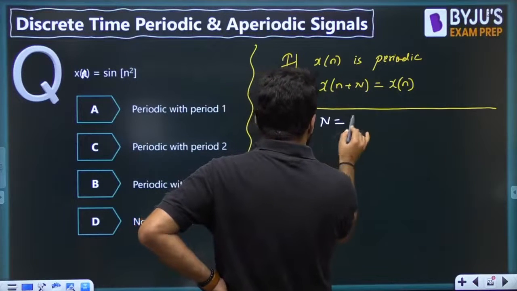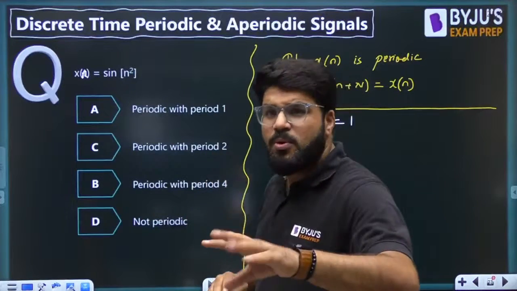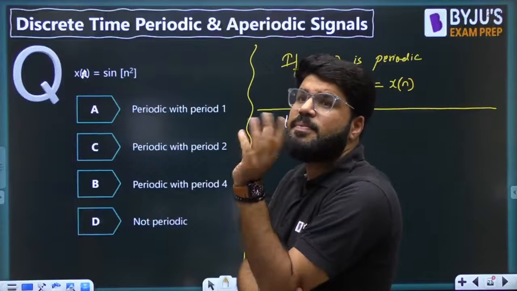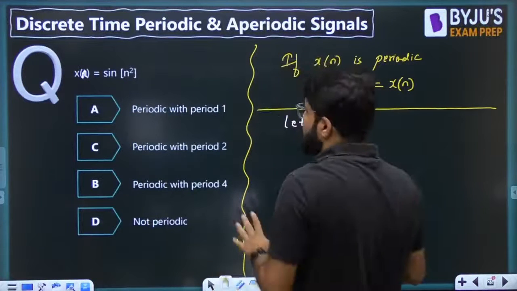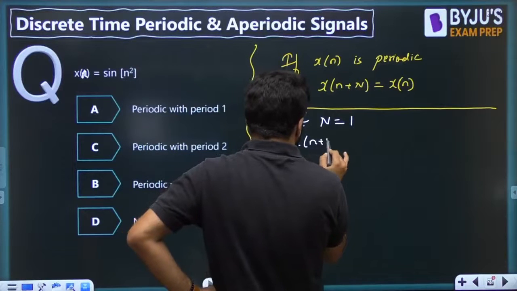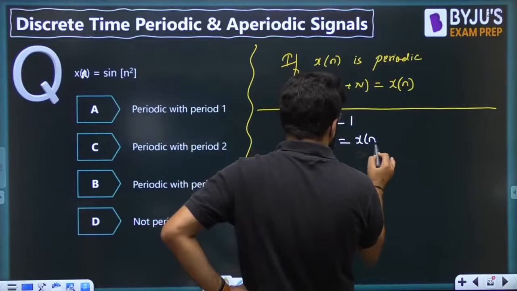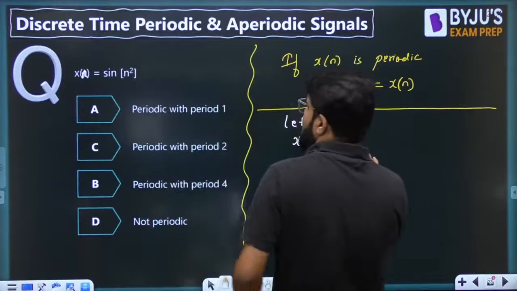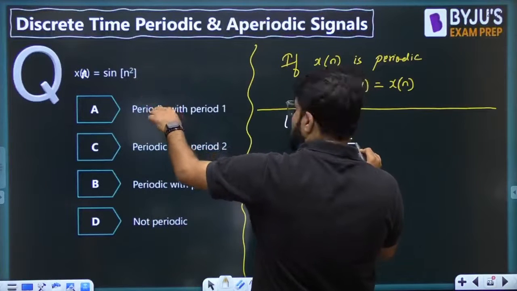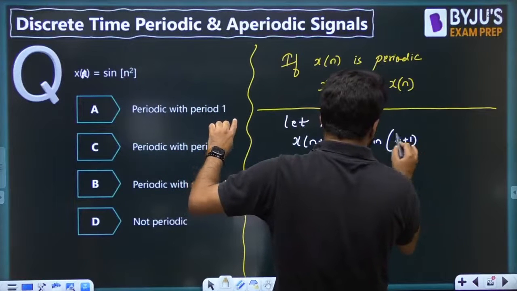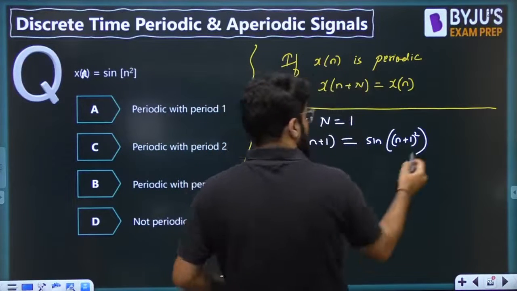Now, let's say N is equal to 1. What is the first option? The best way to approach this question is to just tally the options once. Let's say it is periodic with period 1. So let's put it in and see. So x of n plus 1 should be equal to x of n. We will find both separately. What is x of n plus 1? x of n is sin n square. So x of n plus 1 will be sin of n plus 1 whole square.